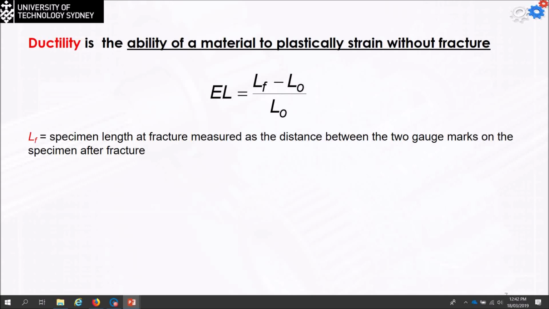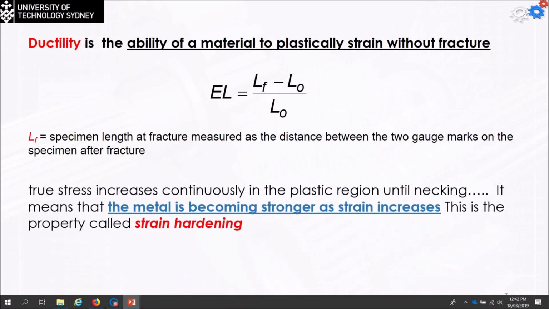The true stress will increase continuously in the plastic region until we have the necking at the top. It means that the metal becomes stronger as the strain increases, and this is what we call strain hardening. So we have two important definitions on this page. The first one is ductility, the ability of the material to plastically strain without fracture. The other term is strain hardening, which is the increase of the metal strength as you increase the strain. That's actually what we have in the case of rolling and forging.